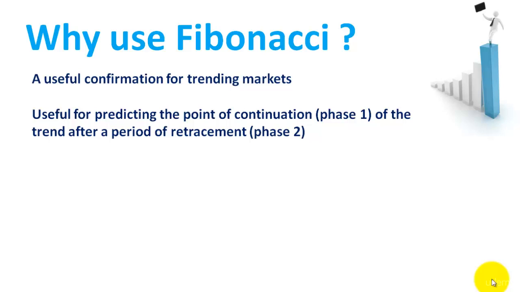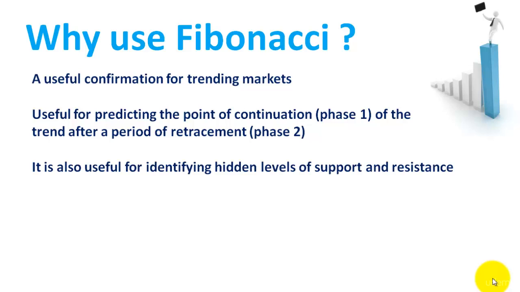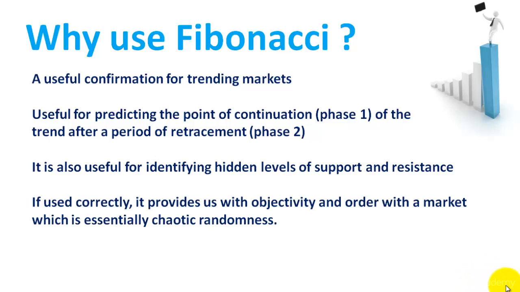As I just mentioned, it's useful for predicting the point of continuation, which we call phase 1, of the trend after a period of retracement, which is phase 2. It is also useful for identifying hidden levels of support and resistance, and believe me, there are quite a few based on Fibonacci levels, which we'll illustrate to you soon. And if used correctly, it provides us with objectivity and order in a market which is essentially chaotic randomness.